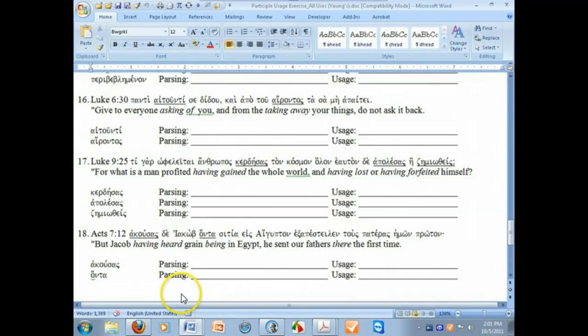Okay? So the kernel of the sentence is Jacob sent our fathers. That's the kernel. The verb sent is a verb of motion. So there's always the possibility that the participle could be purpose. But he didn't send them for the purpose of hearing. So he didn't send them for the purpose of their being wheat. So I eliminate both of those.